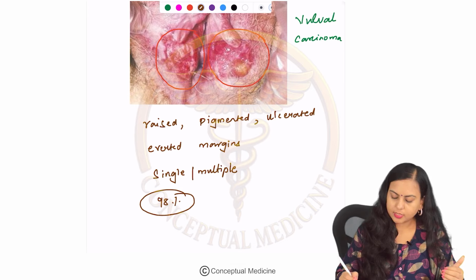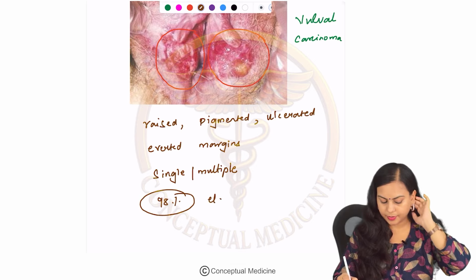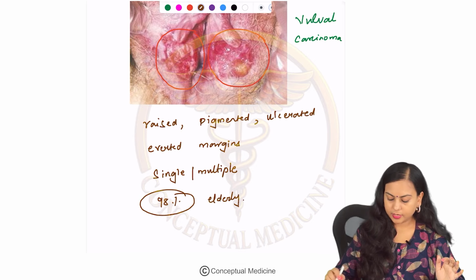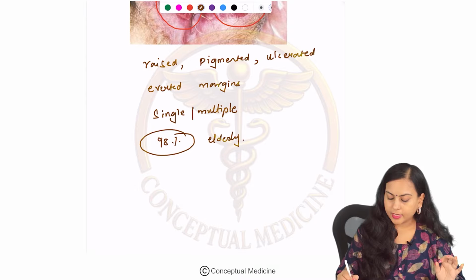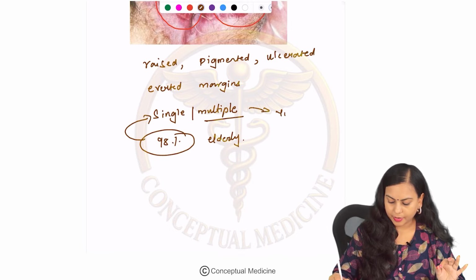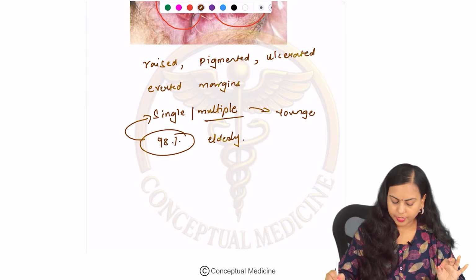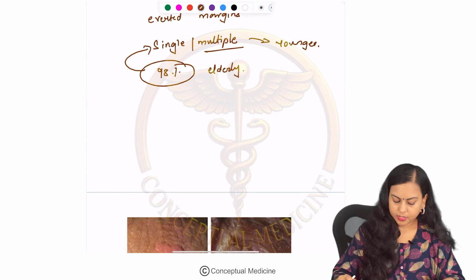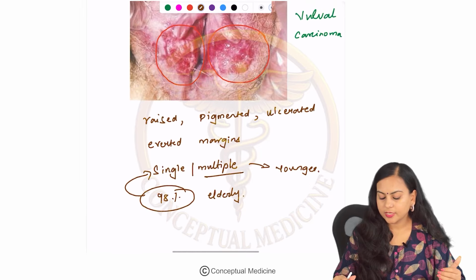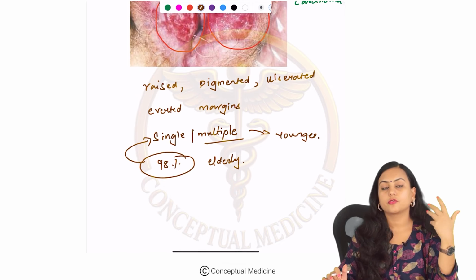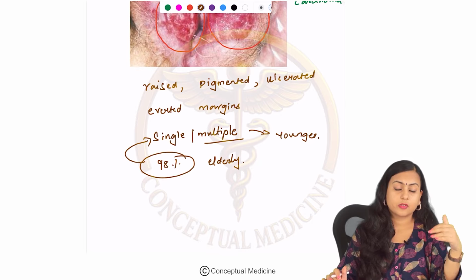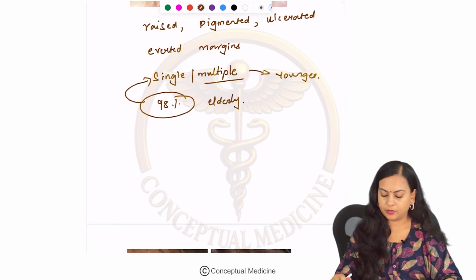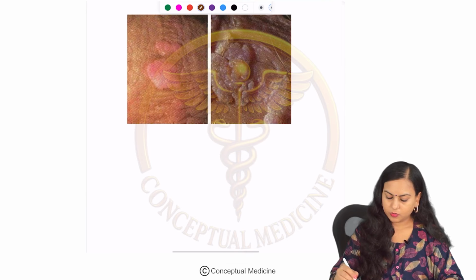98% of these cancers occur in elderly women rather than younger. In the elderly, this is usually a single lesion, and multiple lesions are seen in comparatively younger women. So, when you see such a lesion, you have to assess the involvement of urethra, vagina, and surrounding structures also; you have to examine them. Now, what do you think this is?